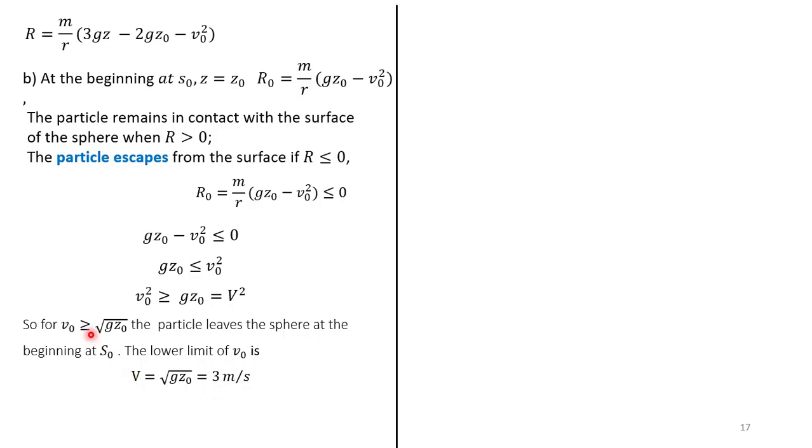So why did I write this equal sign? Because in fact, if V0 is equal to radical of gz0, if V is equal to 3 meters per second, then we will have R equals 0, and R equals 0 means that we will not have any contact. So this means that the particle will leave the sphere at S0.